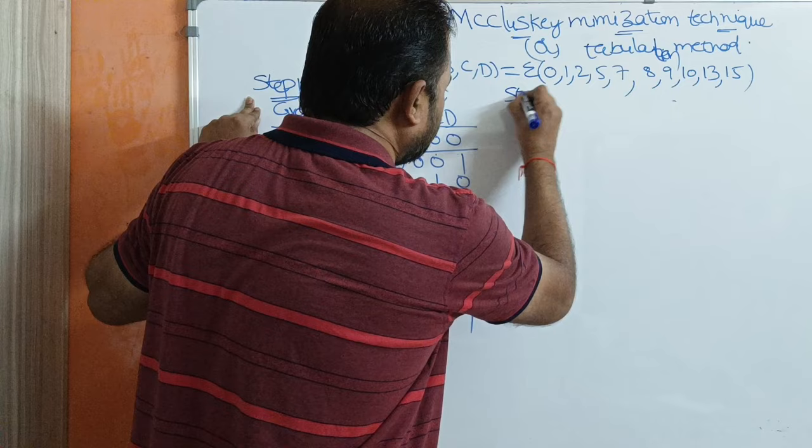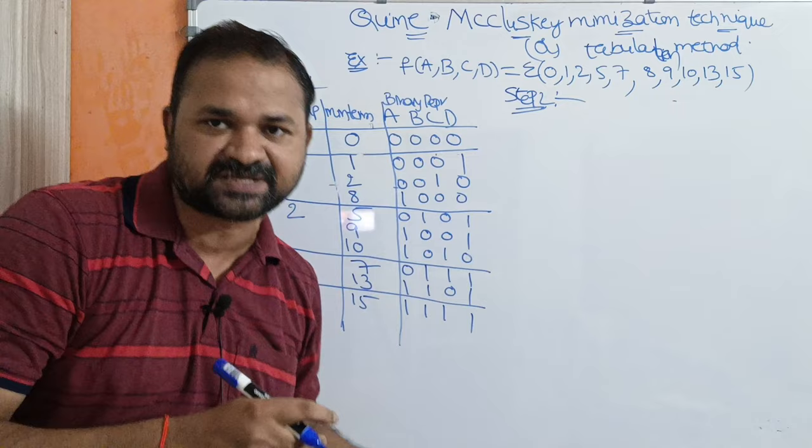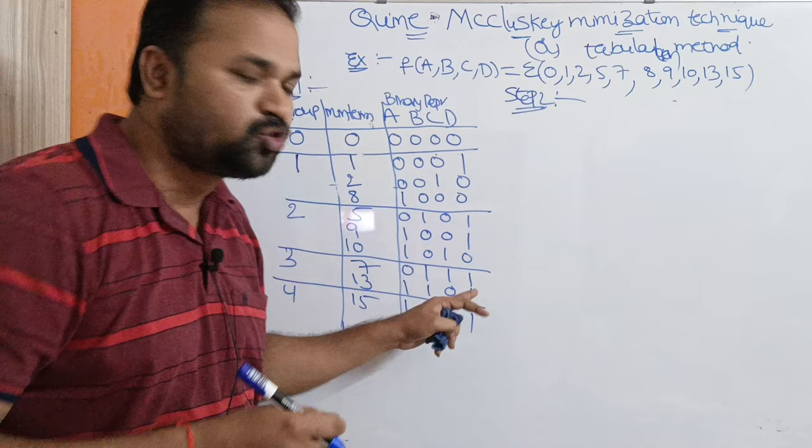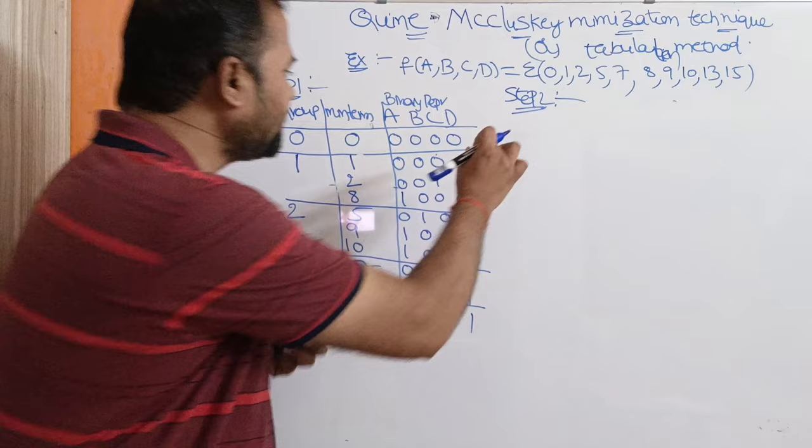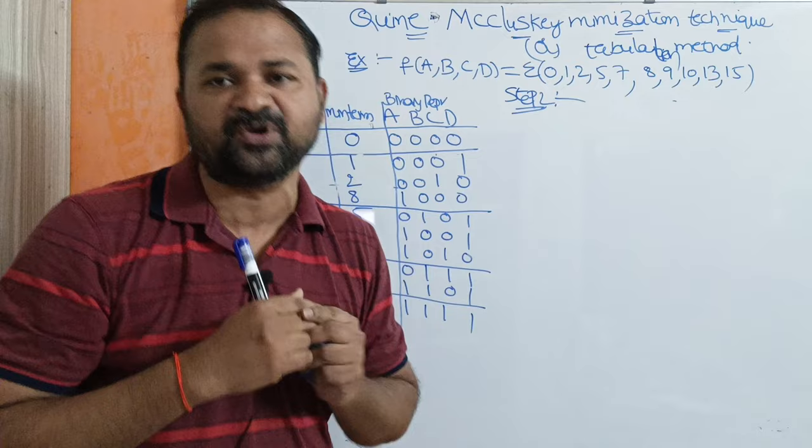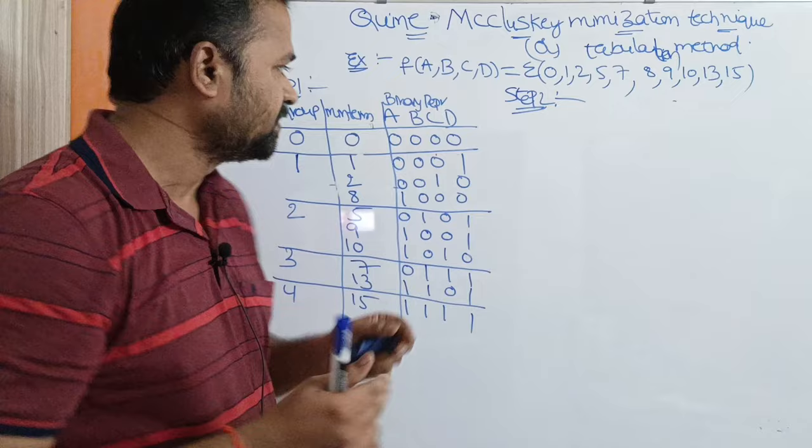Next, let us do step 2. In step 2, what we have to do is compare groups. Group 0 is compared with group 1, group 1 is compared with group 2, group 2 is compared with group 3, likewise group 3 will be compared with group 4. Here we have to compare the binary numbers. If they differ by only one variable, then we can combine the corresponding min terms. So let us do that.